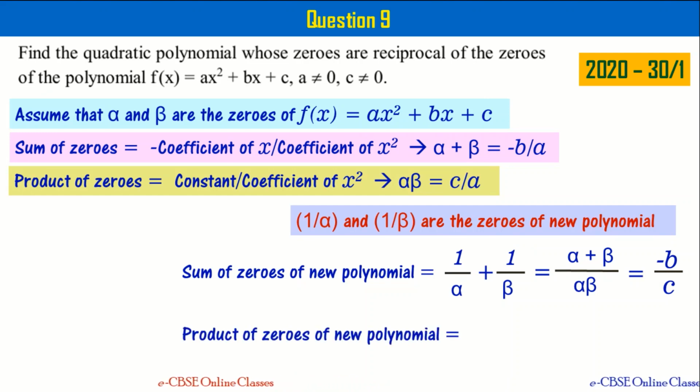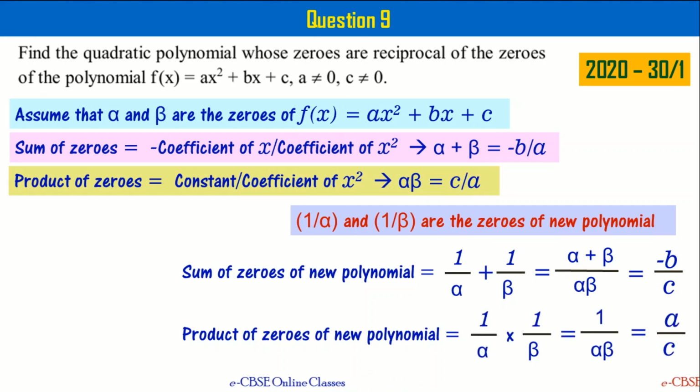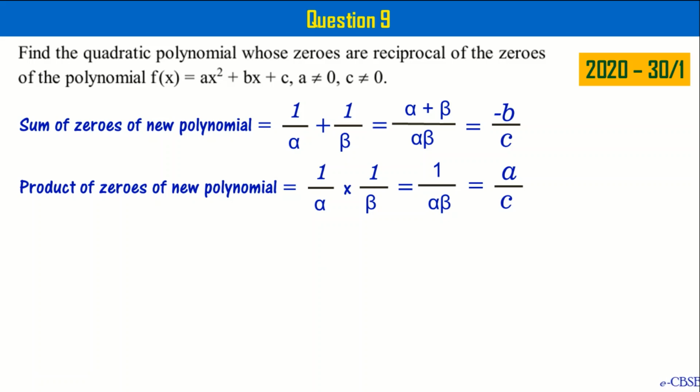Similarly, the product of zeros of the new polynomial can be written as 1 by alpha times 1 by beta, right? It means 1 by alpha beta, right? So we know alpha beta equal to c by a. So 1 by alpha beta is going to be a by c. Let's take a note of these two: the sum of zeros of the new polynomial and the product of zeros of the new polynomial.